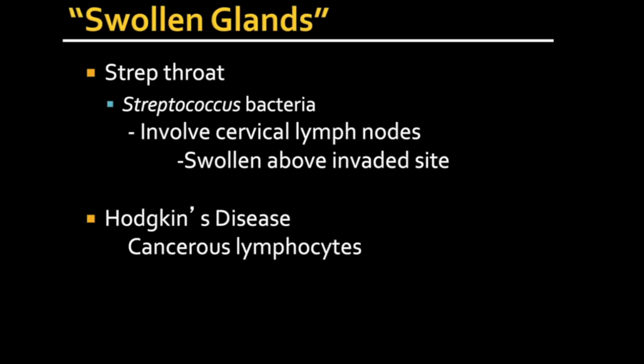Hodgkin's disease, you've probably heard of, basically is a type of cancer in the lymphocytes. So the lymphocytes, which are a type of white blood cell, overproduce and get large and clog up your lymph nodes.